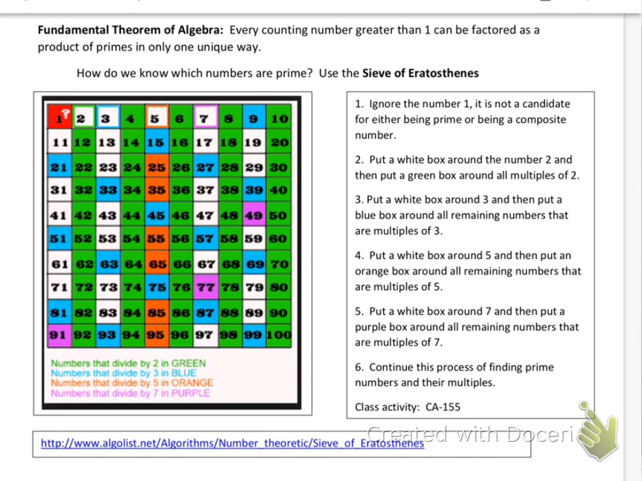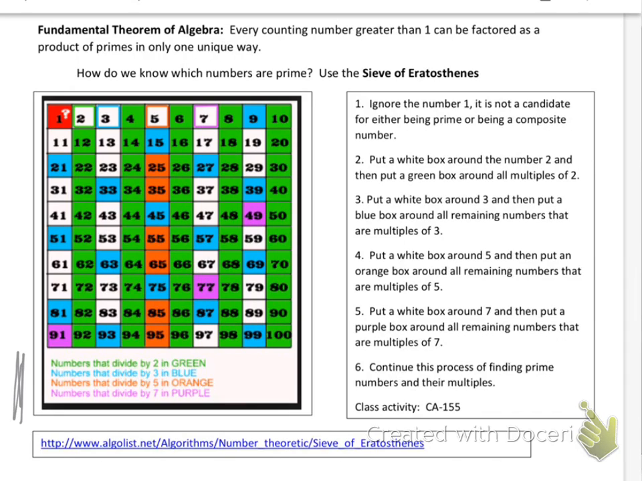So we know already that by definition, a prime number has to be greater than 1. So I have the 1 there, and that is not being considered as a prime number. So 1 is out. Okay, so 2. 2 is a prime number. In fact, that's the first prime number, and it's the only prime number that is indeed even. So you can see I have some information down here that's color-coded. I say in my directions, ignore the number 1. It is not a candidate for either being prime or being a composite number.